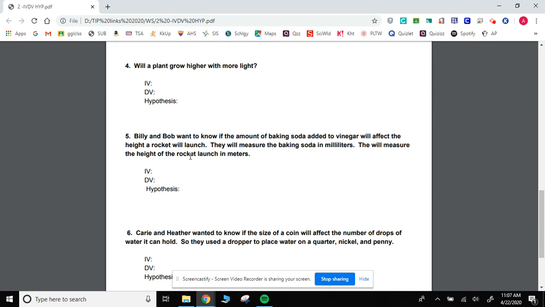Number four, will a plant grow higher with more light? So again, we've got two things here. We've got the amount of light, and we've got how high the plant grew, or the plant height. We think that the cause would be how much light, and the effect would be how high the plant grows. So the cause is our independent variable, which is the amount of light, and the effect would be our dependent variable, which would be how high the plant grows. So our hypothesis could be if more light is used, then the plant will grow higher.